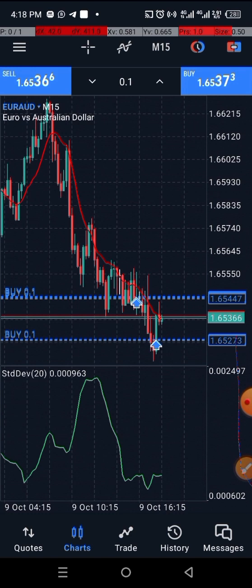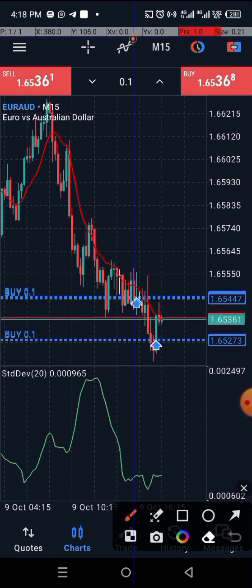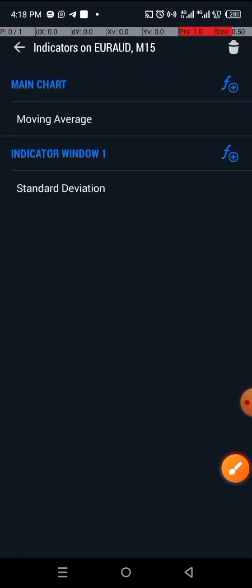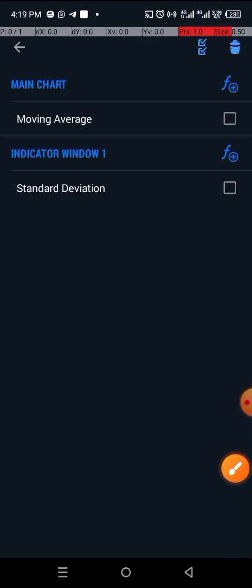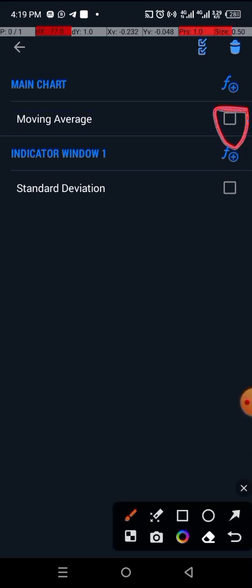Let me show you another way now. To remove an indicator, you can still decide and go to indicator area, that button above. When you click on it, you come to indicators here. Let's say you want to delete the moving average on your chart, or you want to delete the last indicator, the standard deviation, you can come to the top right hand corner here and you see the delete can there. When you click on the delete can, a box will appear in front of the various indicators. Any indicator you want to delete, you just click on the box.